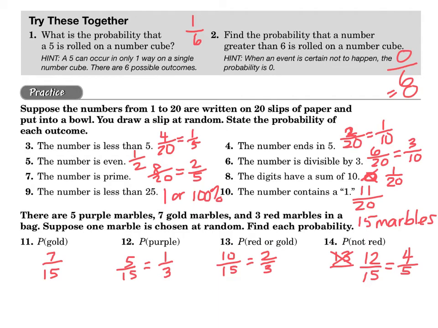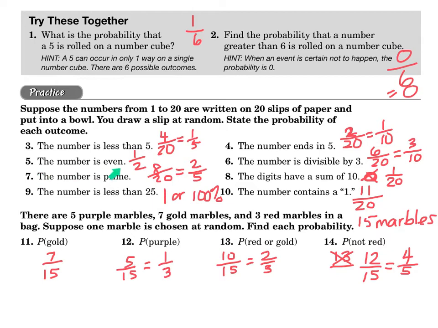In this one, you've got slips of paper numbered 1 to 20. You draw one at random. What's the probability that it's less than a 5? Well, the possibilities are 1, 2, 3, and 4. So there are 4 possibilities out of 20, which simplifies to 1/5 or 20%. A number ends in 5. Well, there are only 2 of those, 5 and 15. So that's 2 out of 20, or 1/10 or 10%.